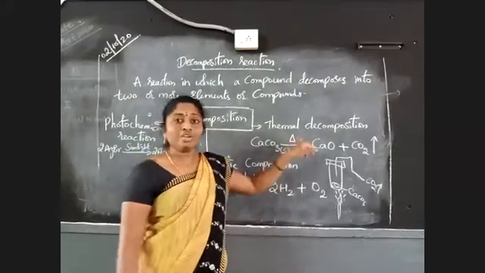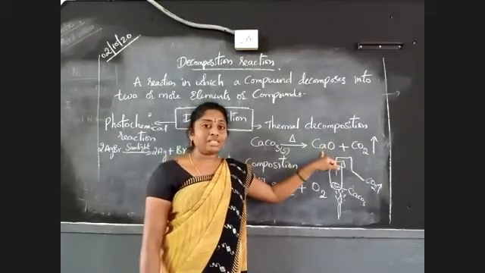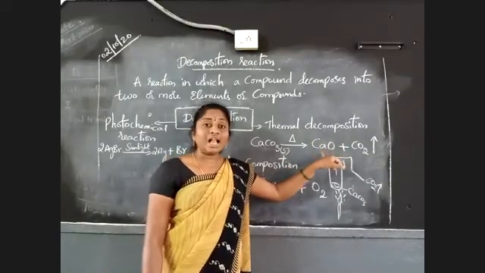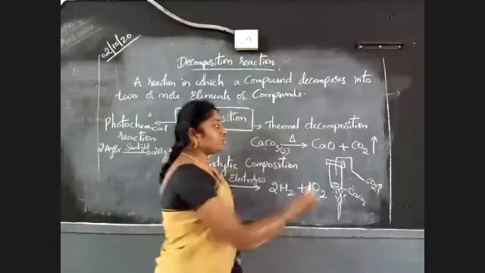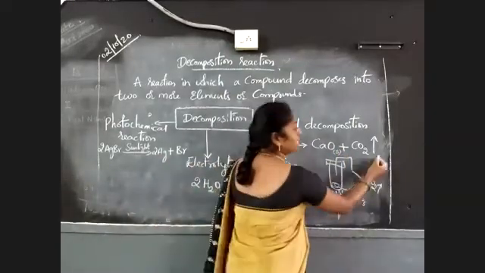Okay, so we are passing the heat. When you are passing the heat, what are the two products here? Calcium oxide, which is a solid, and carbon dioxide, which is a gas.